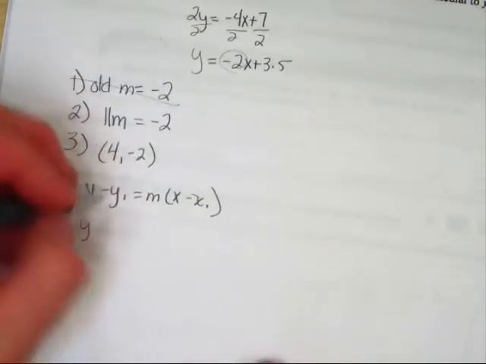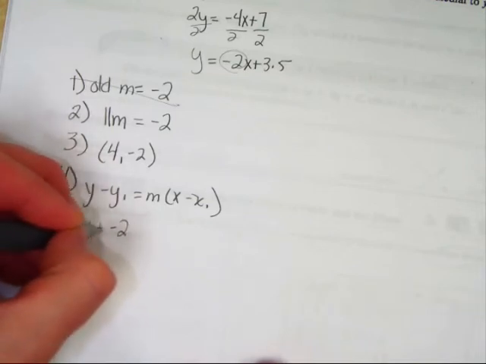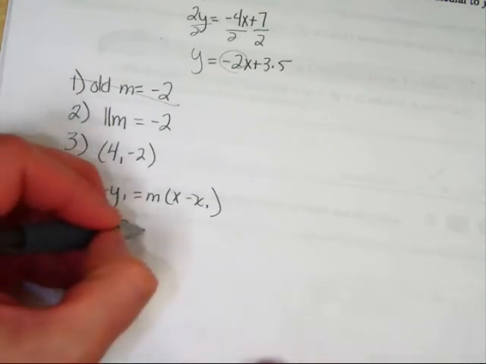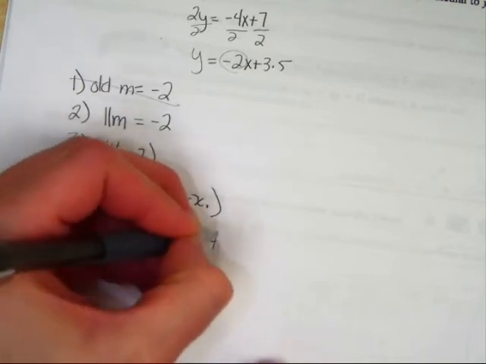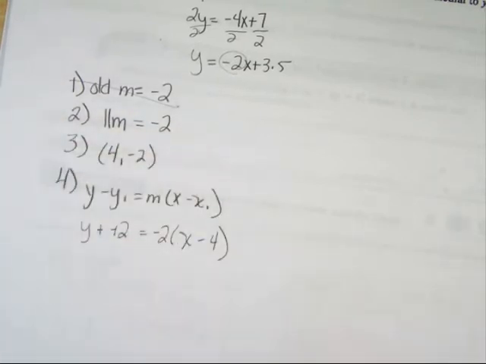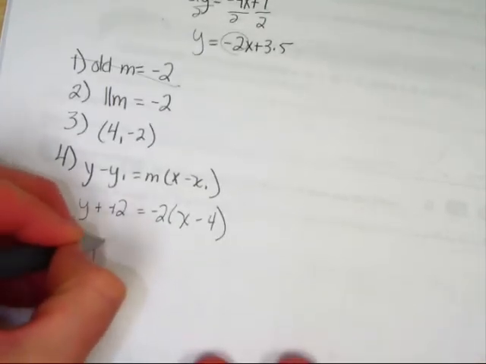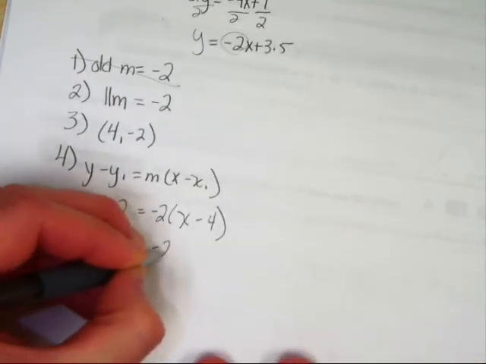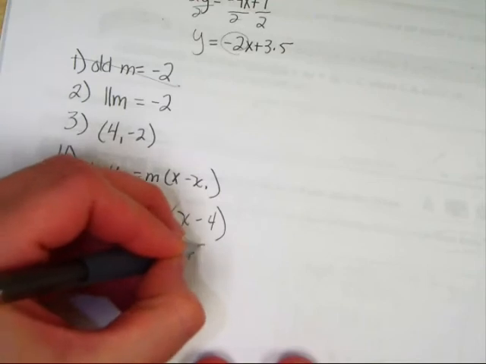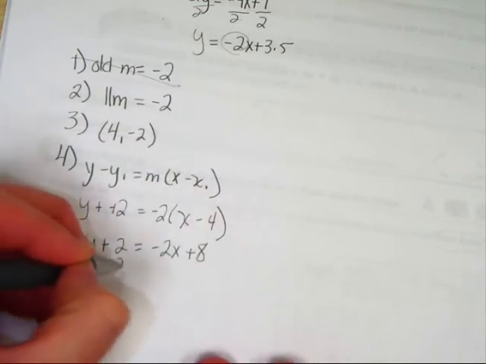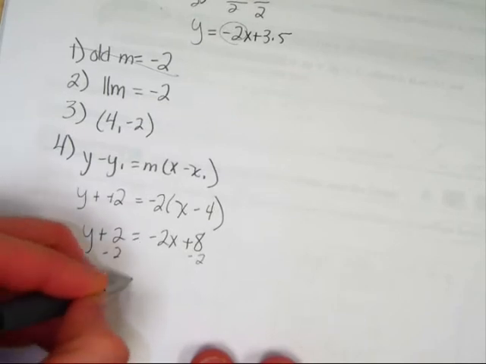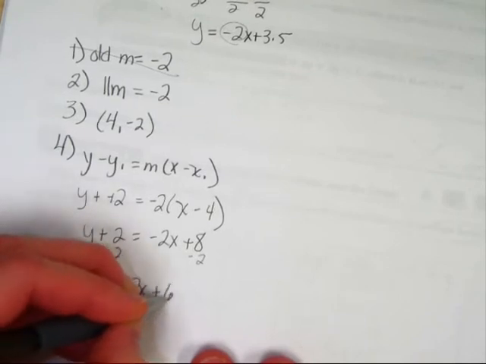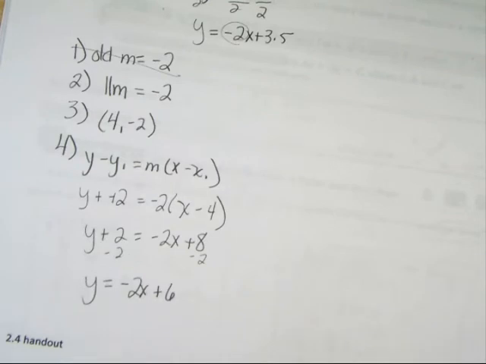In mine, I get y minus -2, in other words, y plus 2, equals m, which is -2, times x minus the x of 4. Now I will distribute in. That's y plus 2 equals -2x plus 8. And then you need to minus 2. That's y equals -2x plus 6, because 8 minus 2 is 6.